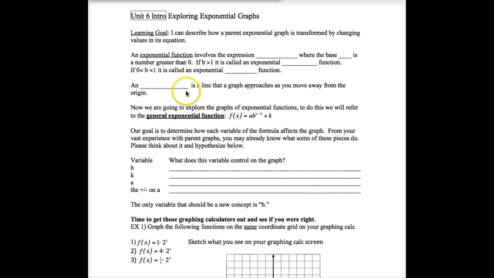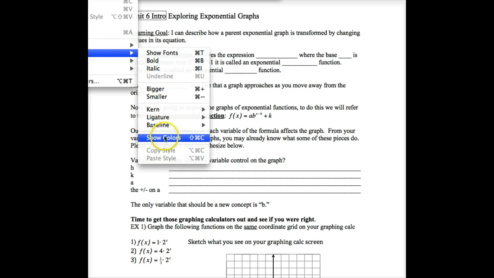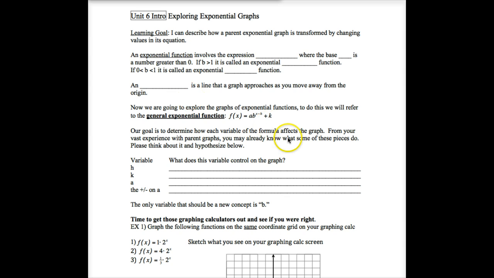So we should probably know what an exponential function is in order to be able to see what the parent graph does. So an exponential function involves the expression b to the x, where the base b is a number greater than 0. So it could be a fraction, it could be a whole number, but either way it's bigger than 0. If b is greater than 1, we call those exponential growth, and we'll study those a little bit more in our next section. If b is between 0 and 1, meaning a fraction that's less than 1, we call those exponential decay.